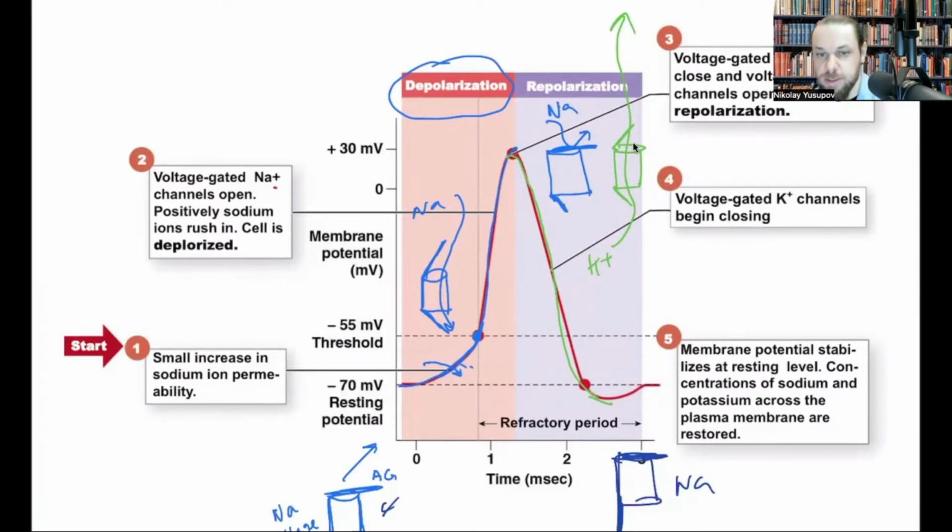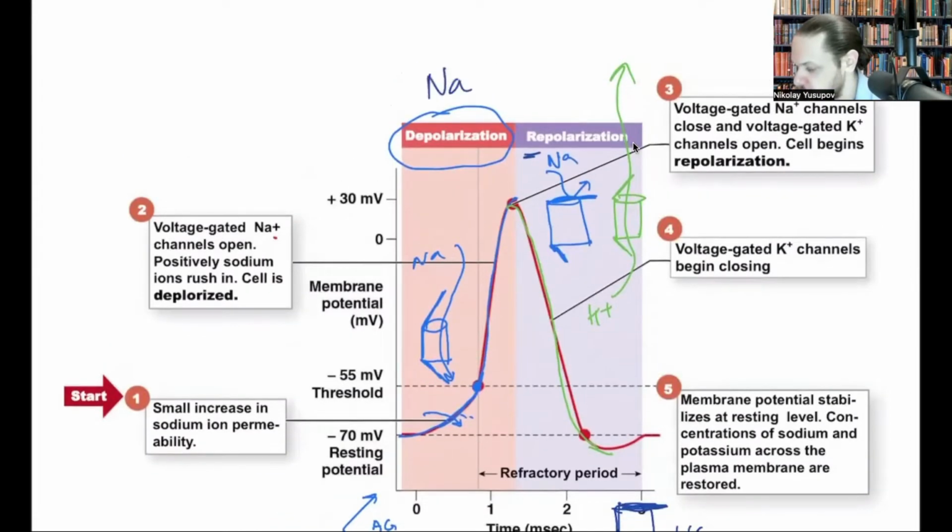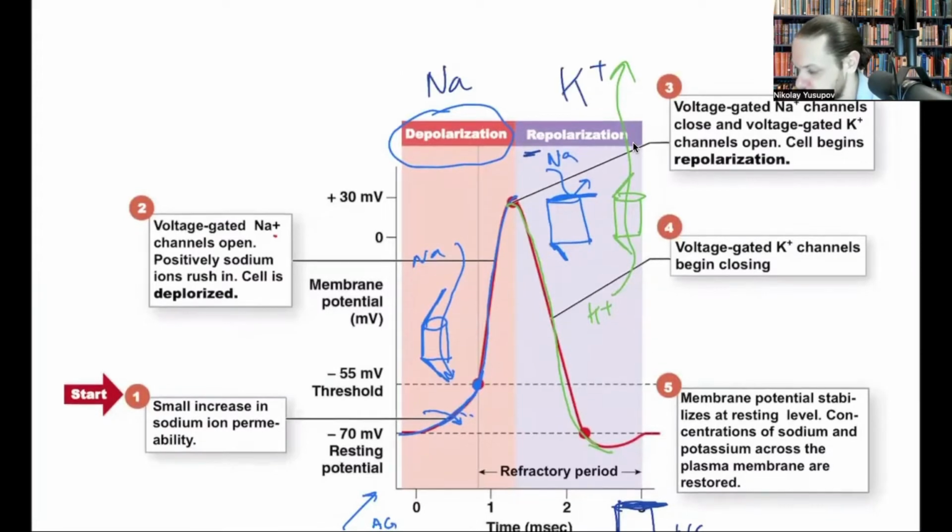We see this depolarization followed by repolarization occurring. So if the question is asking what ion is responsible for depolarization, usually it's the sodium channel, unless you're dealing with the SA node or AV node, which is the calcium channel. If you're talking about repolarization, that's usually potassium. So potassium is responsible for repolarization. Depolarization is sodium, repolarization is potassium.